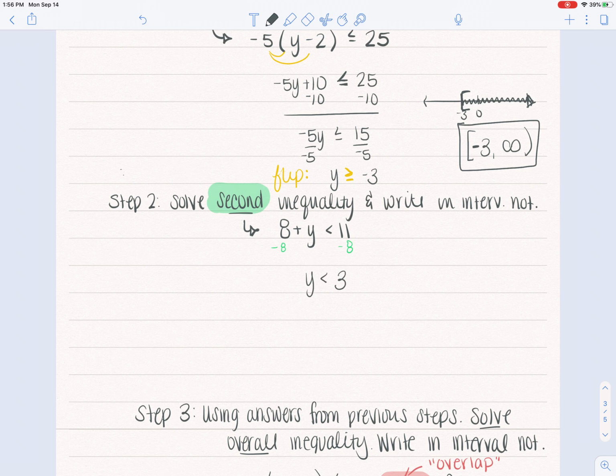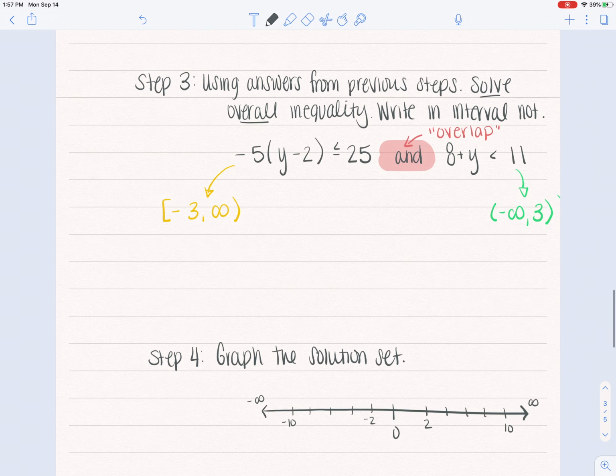I'm going to graph it and then use that to give me my interval notation. So there's 0, 3. Y less than 3 means I'm going to put a parenthesis on 3 and shade to the left. And so my interval will be negative infinity to 3 with a parenthesis. Okay, so there's my two intervals. Now step 3 says using the answers from the previous steps, solve the overall inequality, write in interval notation. So I went ahead and wrote the two inequalities that we just found.